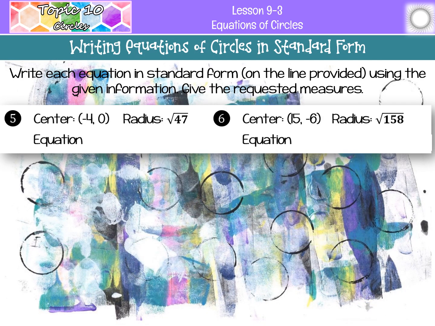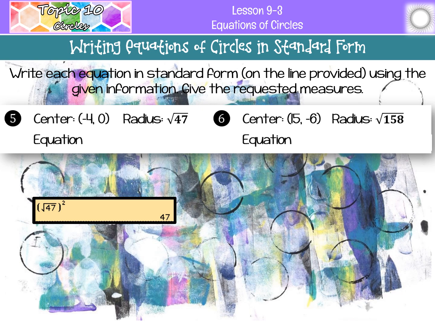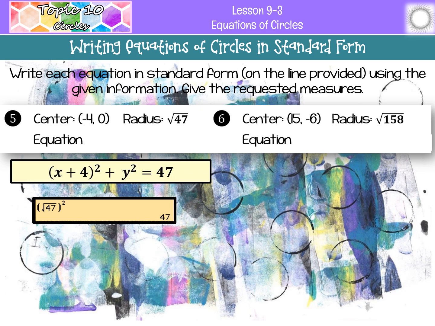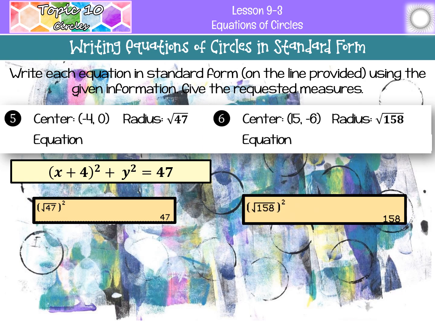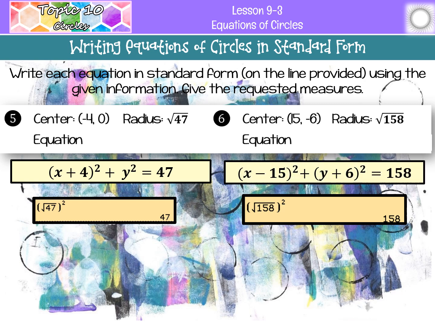More with writing equations. You're given the center and the radius. Now in our equation, we need to square the radius. So if we square the square root of 47, we get 47 because squaring and square rooting undo each other. So our equation is the quantity x plus 4 squared plus y squared equals 47. Same kind of thing with number 6. We need to square the square root of 158 and we get 158. x minus 5 squared plus the quantity y plus 6 squared equals 158.